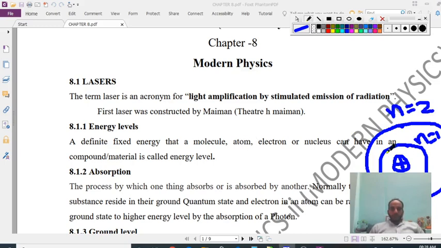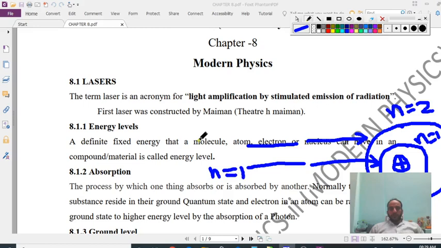So these orbits have definite energies, and these are called energy levels. We can draw these with the help of lines. For example, for n is equal to 1 we draw a single line, and for n is equal to 2 we can draw another line. This is for the n is equal to 1 level and the n is equal to 2 level.